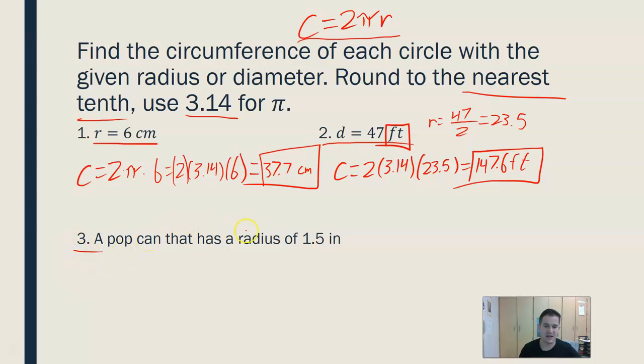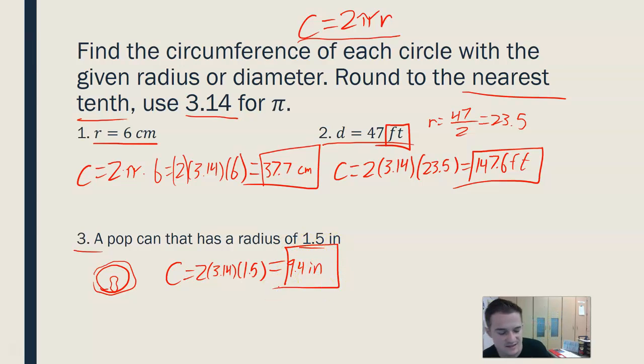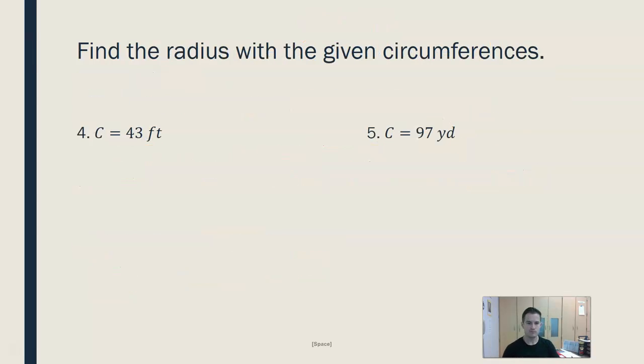This last one says a pop can has a radius of 1.5 inches. Imagine the top of my pop can here with this thing that opens it up. Maybe there's a Mountain Dew. The radius of my pop can is 1.5 inches, so the circumference is 2 times 3.14 times 1.5. 2 times 3.14 times 1.5 is 9.4 inches. The circumference of that pop can, the distance around the outside of the pop can, is 9.4 inches.